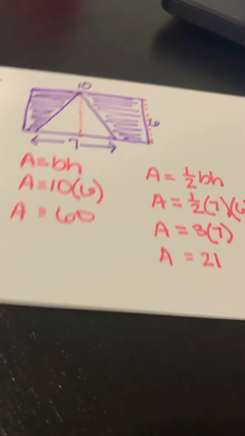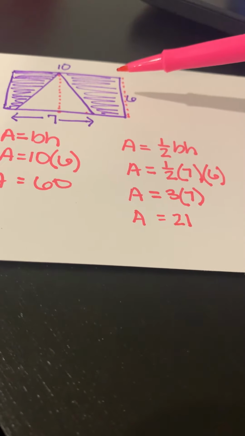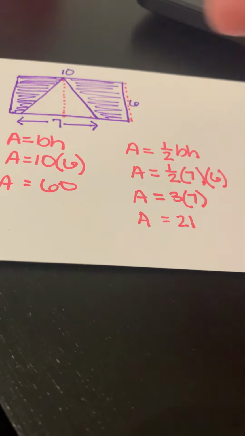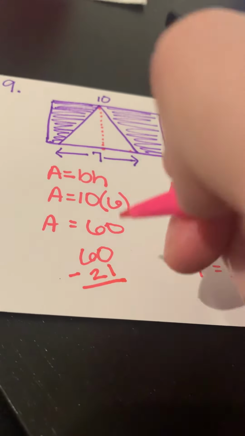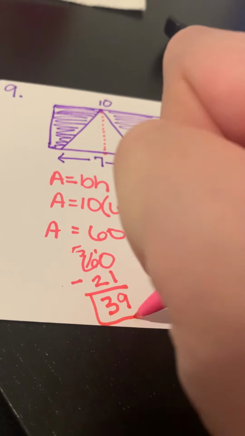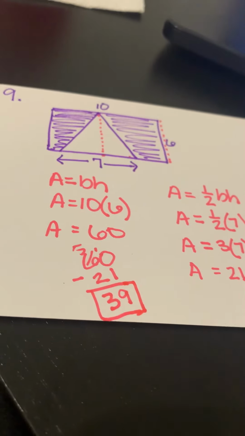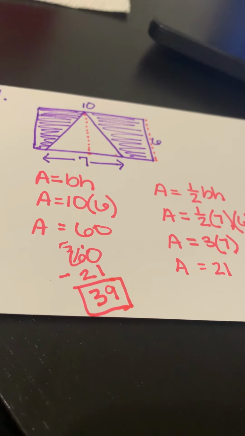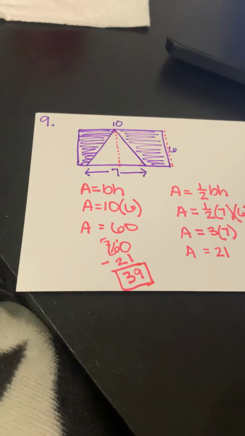So I found the area of both parts, but remember on this one, we cut out the triangle. So that's what we need to do to get our final answer. We need to take our rectangle, which was 60, and cut out or subtract the triangle. So when I do that, I get the area of the remaining part to be 39. That was number 9. Let's look at one more.